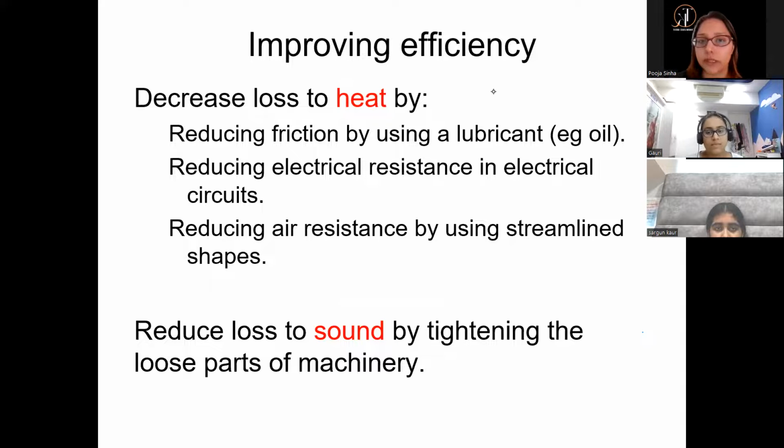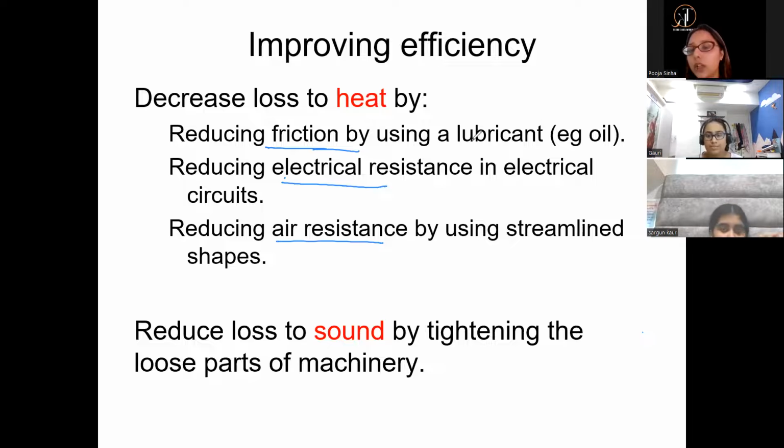Now, since we're talking about efficiency, what are the ways in which we can improve the efficiency? You need to decrease the wasted energy. In what form is energy wasted? Heat and sound, the two things we primarily discussed. What is the way to reduce heat? Reduce friction. How is heat produced? It's either due to friction or any kind of resistance, right? What kind of resistance? Electrical resistance or air resistance. So now you have to think of ways to reduce those.